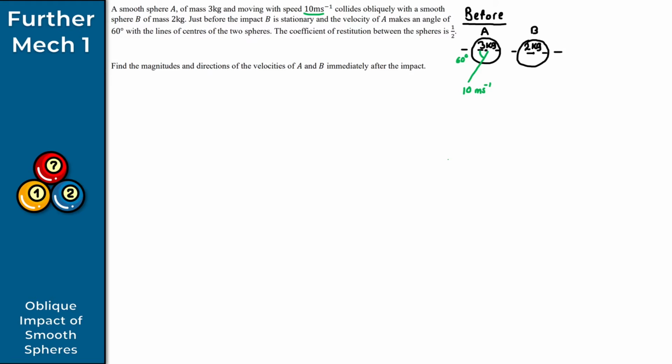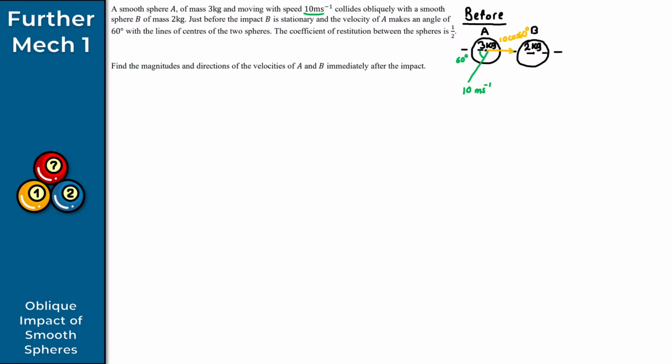Okay. And if you really want to, you can also include the horizontal component. You don't need to. If we do, I'll do that in a different color. So the horizontal component here would simply be 10, the magnitude of the speed here. Well, the velocity, obviously, the speed is just the magnitude anyway. So 10 cos 60 degrees. Okay. And that there is the horizontal component for sphere A.